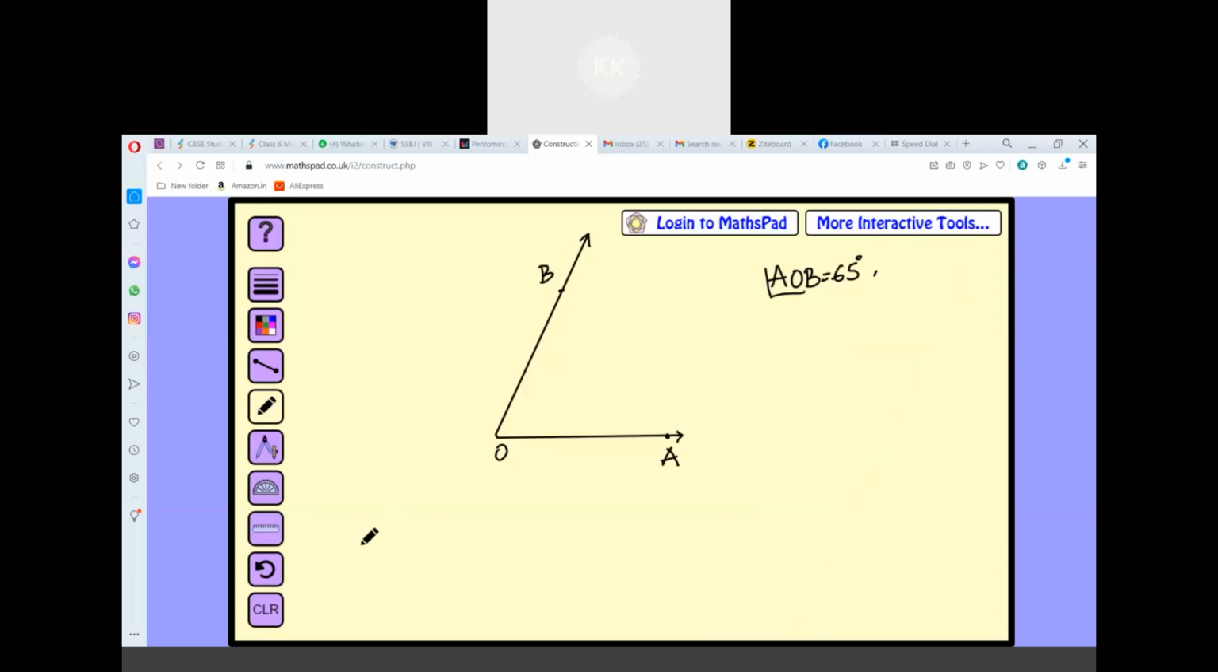Now I need to bisect this angle. So I have to make use of compass. I have to place it at O and I have to draw the arc. Suppose if I draw the arc this way, now I get 2 points. Let me name those 2 points X and Y. Now with X as the center and Y as the center, with the radius more than half of this arc length.